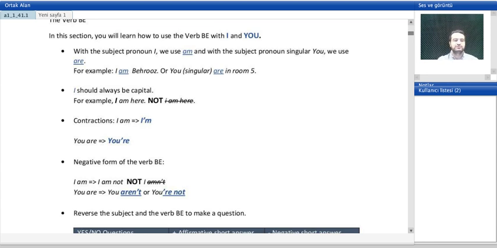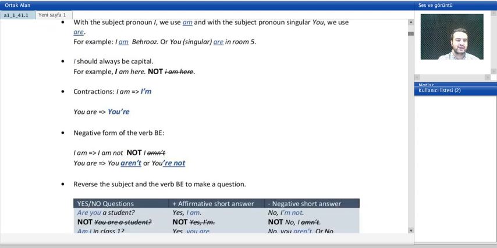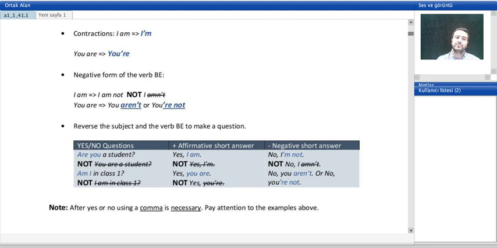So we go for contractions. For I am, we use I'm, and for you are, we use you're. Negative forms of the verb be. I am, I'm not, and you cannot say I amn't. It doesn't exist in the English language. And for you are, you can say you aren't or you're not.